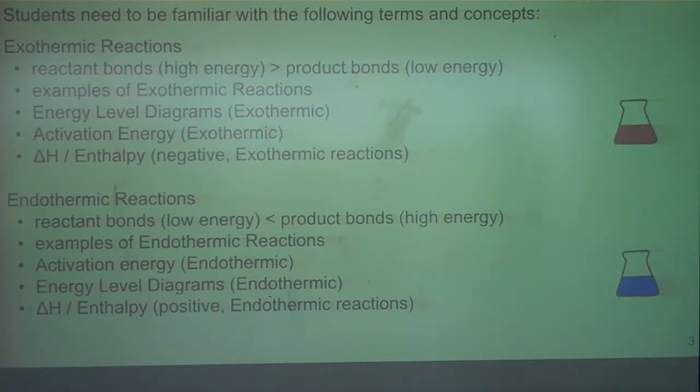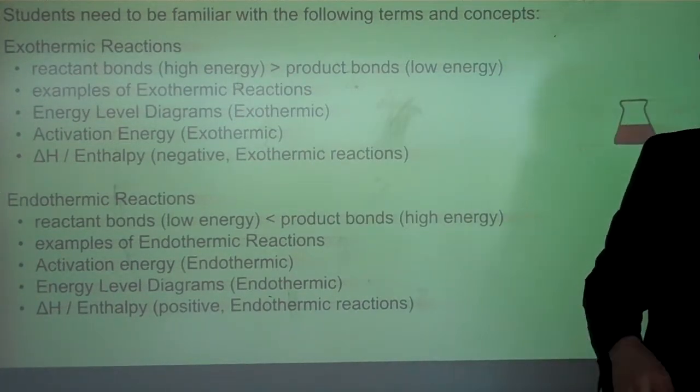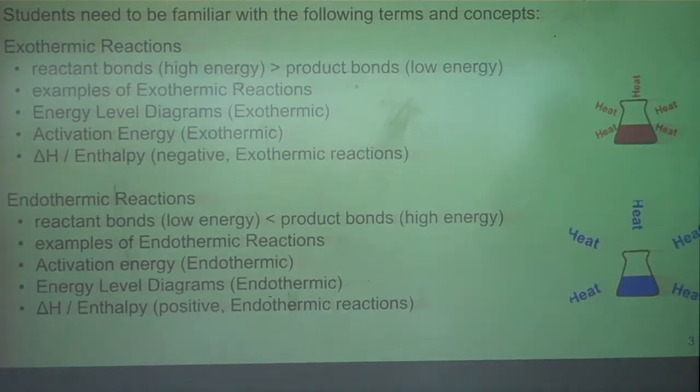So let's work through this slowly. Okay, you need to understand these particular ideas. Exothermic reactions: the reactant bonds are high energy and the product bonds are low energy. Where have you seen this before? You should be writing this down, yes. Where have you seen this before? Hydrocarbons in combustion reactions. When you burn a hydrocarbon, the hydrocarbon has high energy bonds. The waste products have low energy bonds.